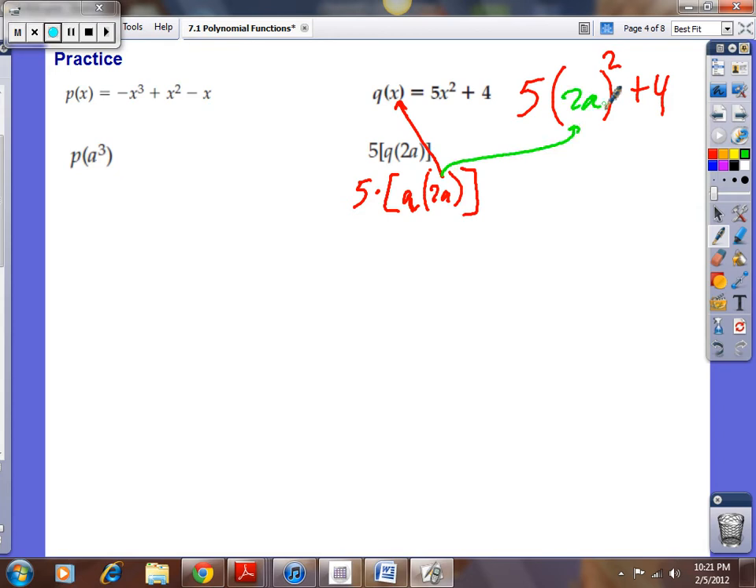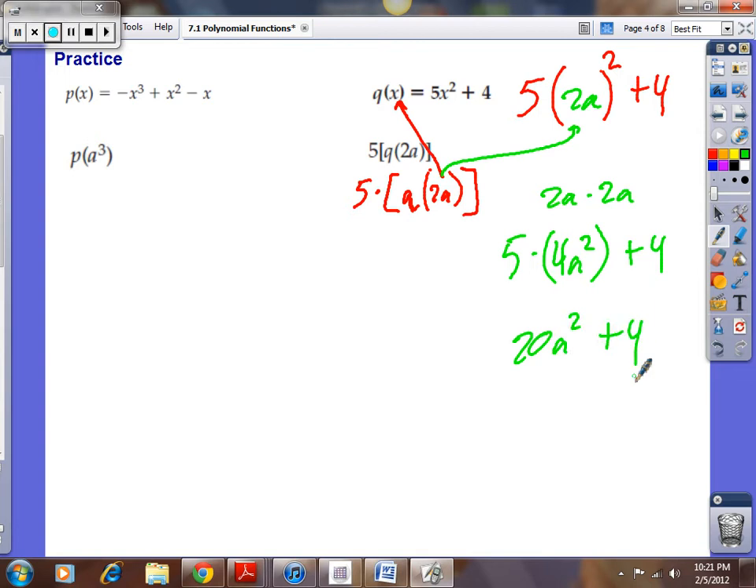2a. Okay, you got to do the exponents first. 2a squared is 2a times itself, 2a. So that simplifies and gives you 4a squared, and you need to times that guy by 5 and then add 4. So 5 times 4a squared, just multiply your numbers, that's 20a squared plus 4. Okay, we're done with this part right here.